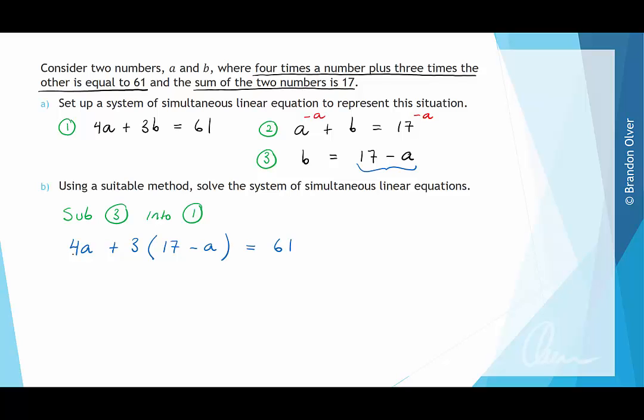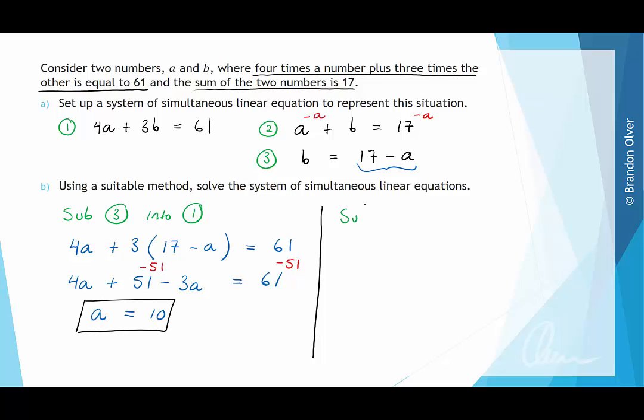Next, what we're going to do is expand out our brackets. So we're going to have 4a plus 3 times 17, which is 51, subtract 3 times a is equal to 61. Next, we're going to subtract 51 from both sides of the equation. So on the left-hand side, we're going to have 4a subtract 3a is just a, and then that will be equal to 61 subtract 51, which is 10. So a equals 10 is part of the solution.